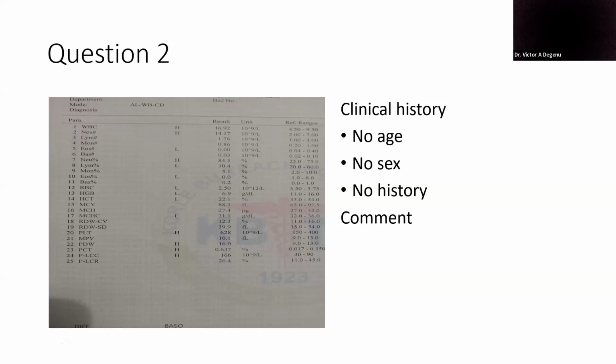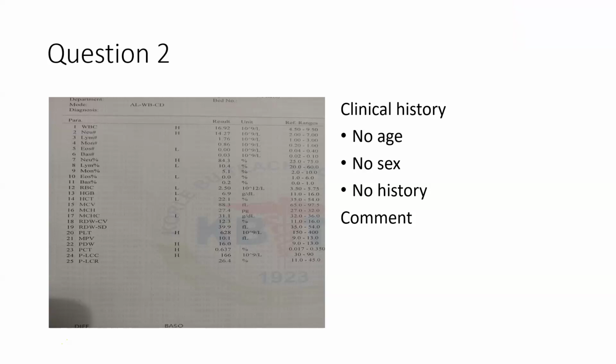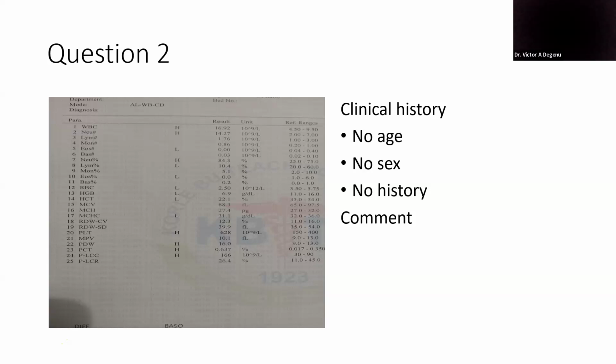So this is what we have. We do not know the age of the patient. We do not know the sex of the patient. There's no history whatsoever for us to guide our comments. So what do we do? Do we go ahead and comment, or we do not comment?